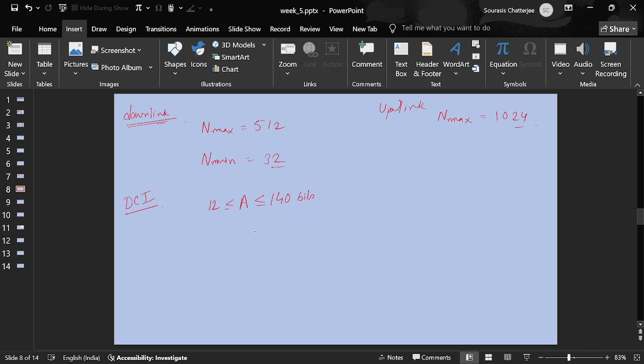And when I append CRC on top of that, what does this length become? Plus 24 on both sides. So here I have 36, 36 and 164. 64.